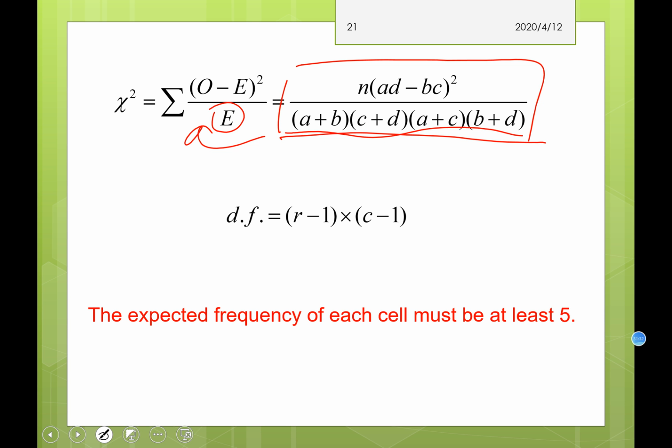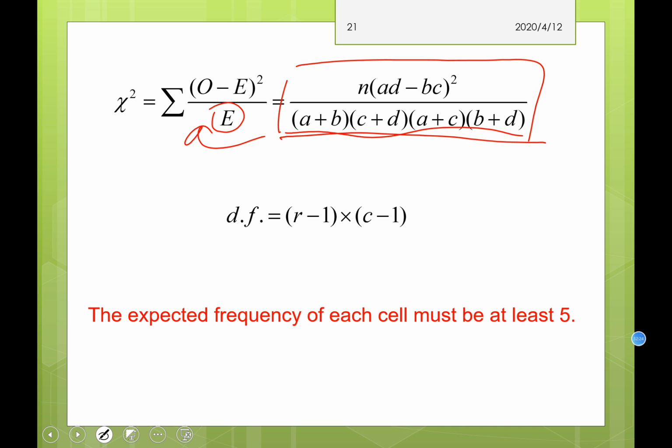So you do not need to calculate all the expected frequencies. However, we still need to calculate some special expected frequencies because the formula for chi-square value has some special preconditions. But I will explain that later. Actually, you do not need to calculate all of the 4 expected frequencies; you need to calculate only one. So the calculation using this new formula is easier than the general formula. And these 2 formulas are equal, so you can choose either one.